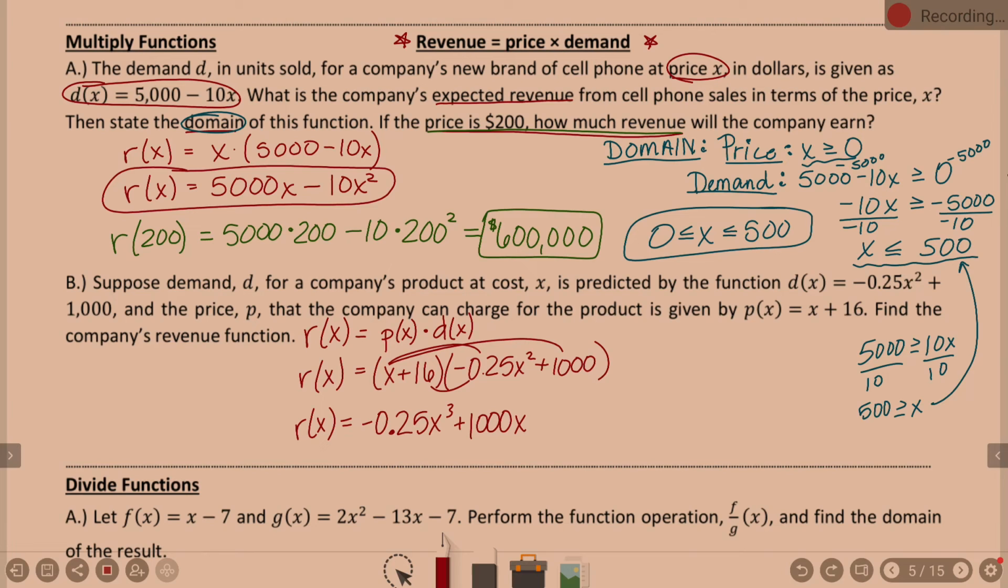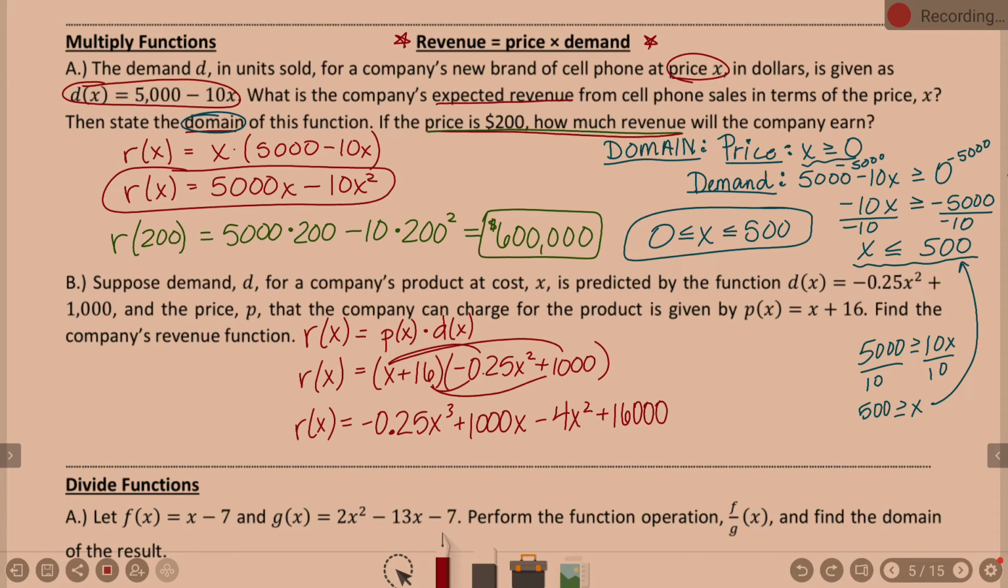16 times negative 2500 X squared. Negative 4. So that's going to be minus 4x squared. 16 times 1000 is 16,000. And can I clean that up anymore? Not really. There's no like terms. If it forced you to, you could possibly rearrange them highest power to lowest power. As far as I'm concerned, there's not an advantage where you have to do that right now unless it says to. And this is what they want.